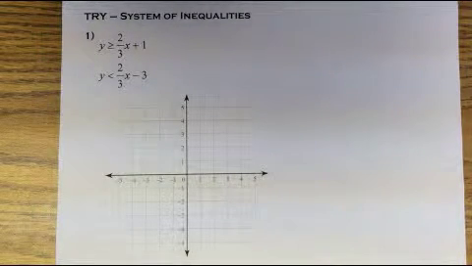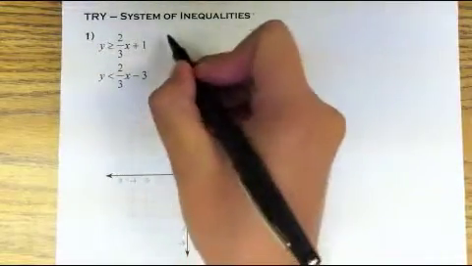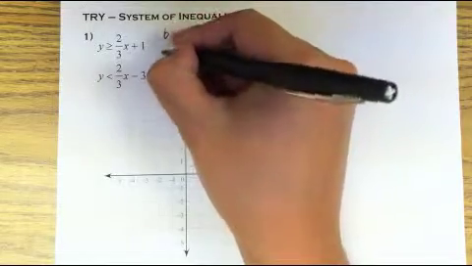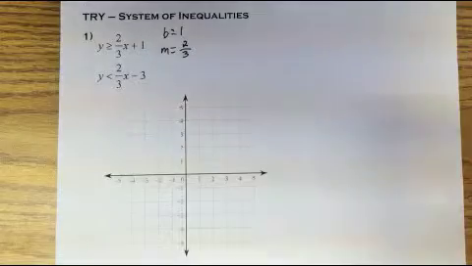Okay, so let's go ahead and do the top equation in the first problem. The top equation in the first problem I'm going to do in black. I don't need to change anything. It's already in slope-intercept form. So I'm going to identify my b and m. My b is 1. My slope is 2 over 3.